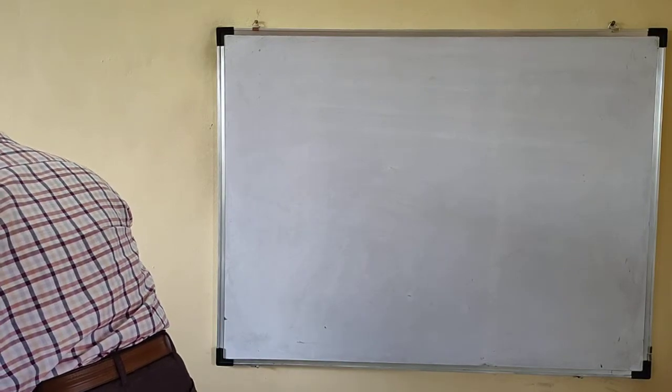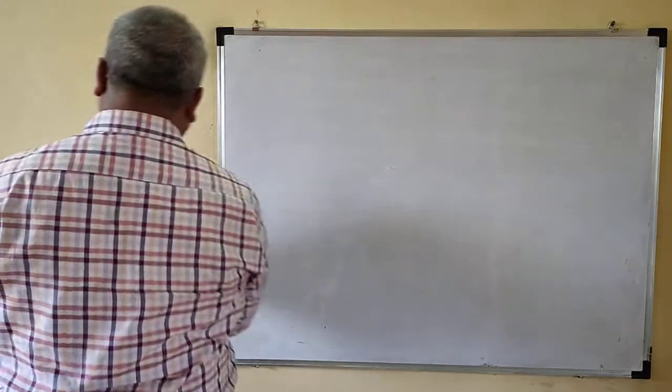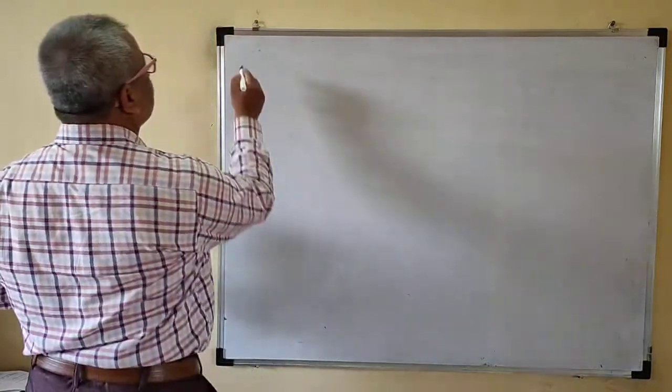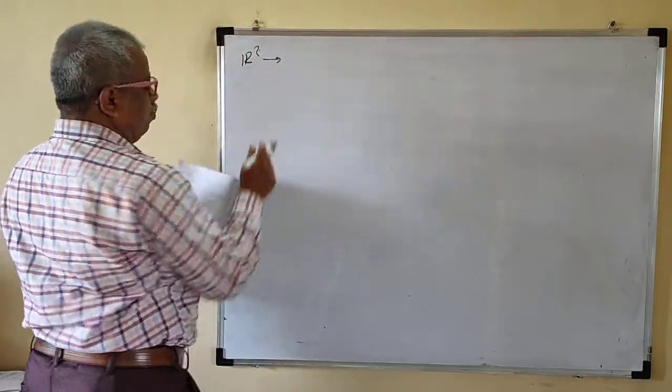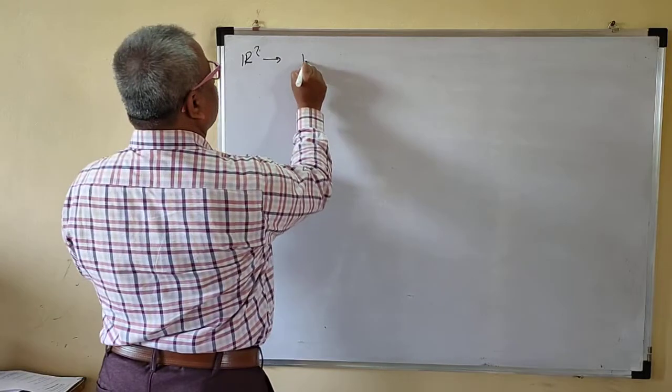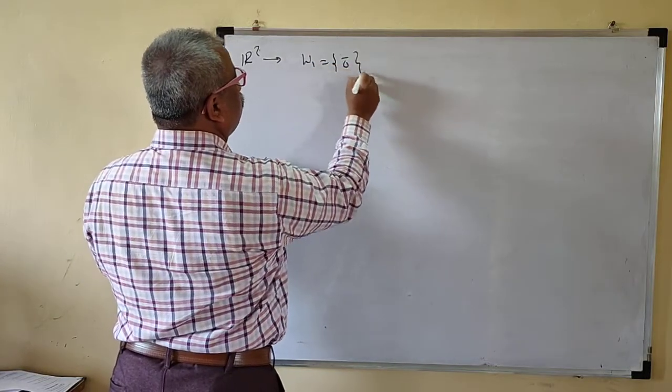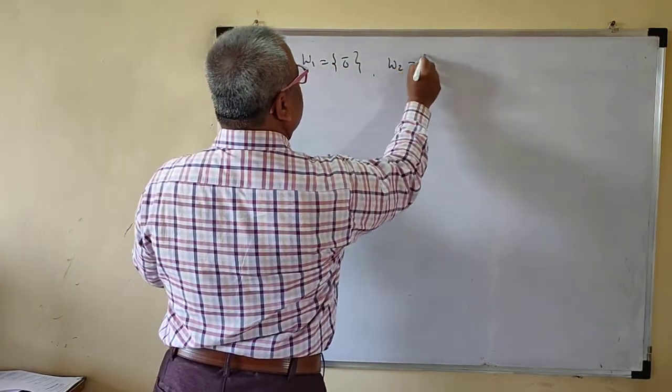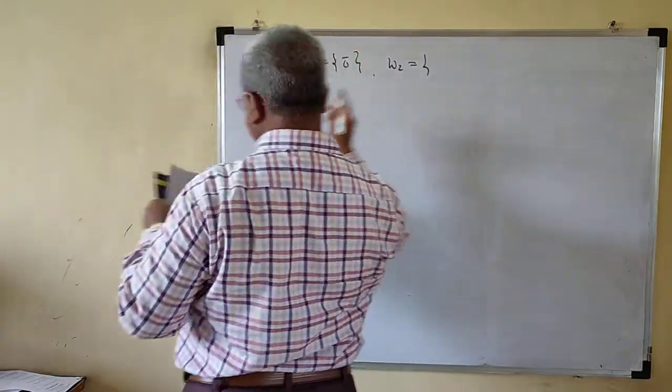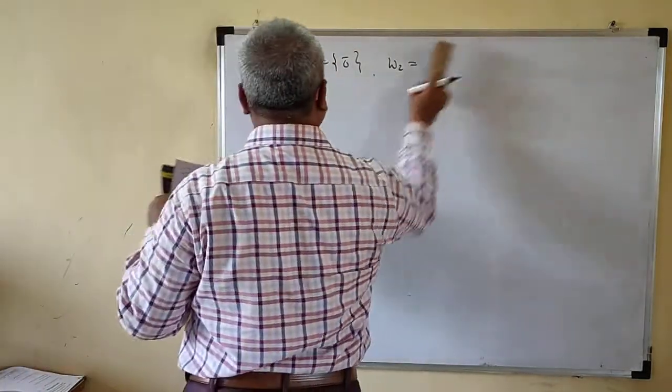Now we see some examples on this. Subspaces of R2. Which are the subspaces of R2? W1 is the singleton containing the 0 vector, and W2 is R2.